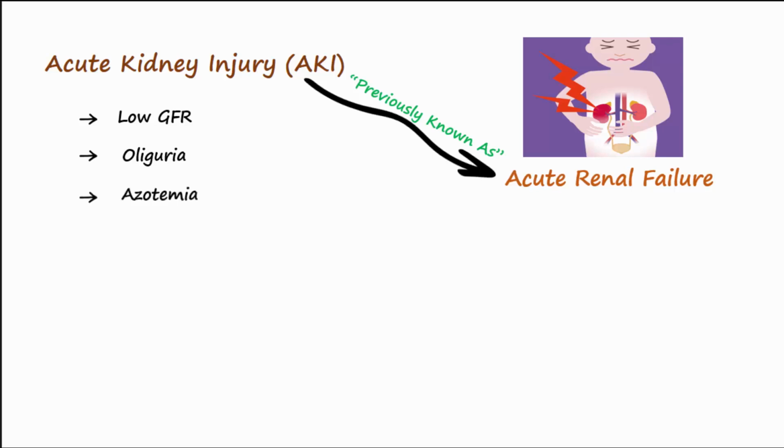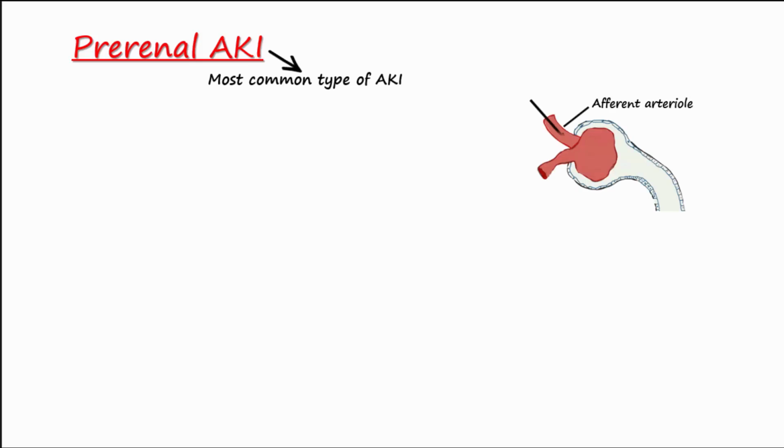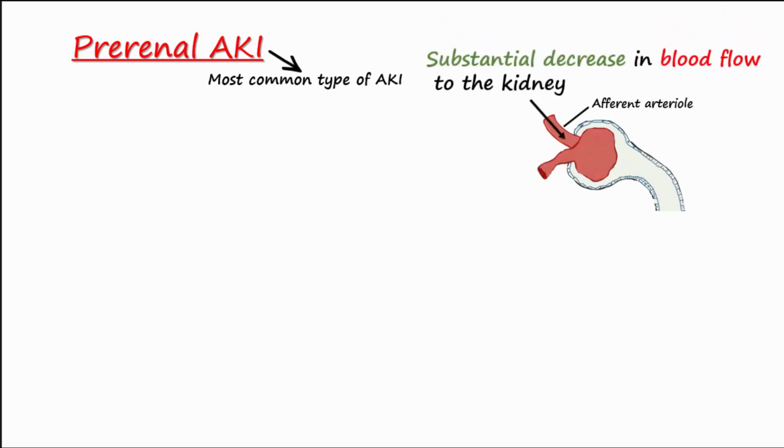There are three main categories of acute kidney injury, including prerenal, intrarenal, and postrenal. Prerenal AKI is the most common type of AKI. It comes about due to a substantial decrease in blood flow to the kidney, hence the name prerenal.